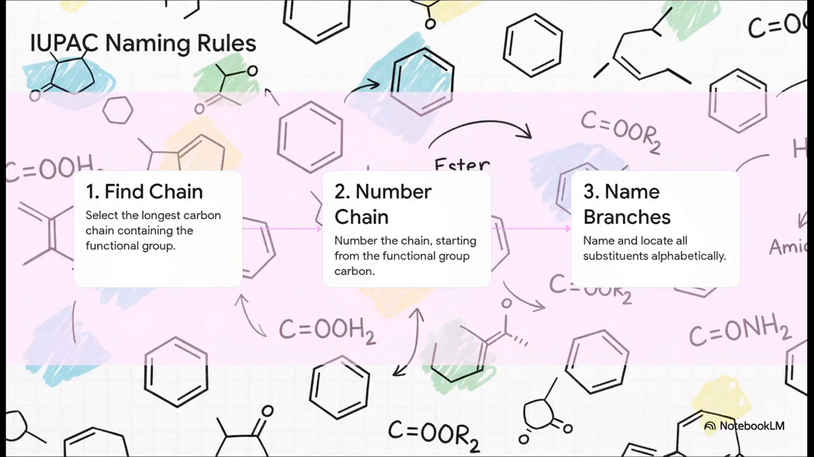So the most important thing about the IUPAC system isn't about memorizing every single rule, but really just appreciating its logic. It's a simple idea. Find the main carbon chain, number it starting from that key functional group, and then just systematically name any branches that are hanging off. It turns naming from a history lesson into a clear, repeatable process that just gets rid of all the ambiguity.